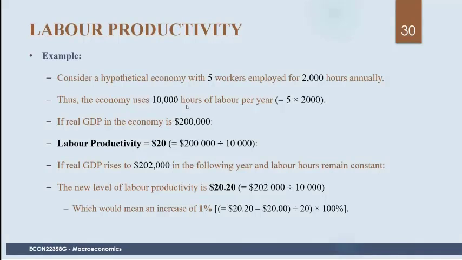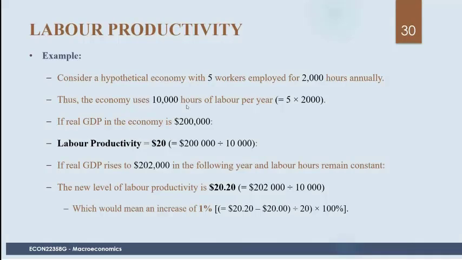So we can say that $20 of value per hour per worker is what the productivity is. Productivity has to be per worker per hour, right? So here it's $20 per worker per hour. Of course, if real GDP rises to 202 the following year and labor hours remain constant, then there must have been an increase in productivity.